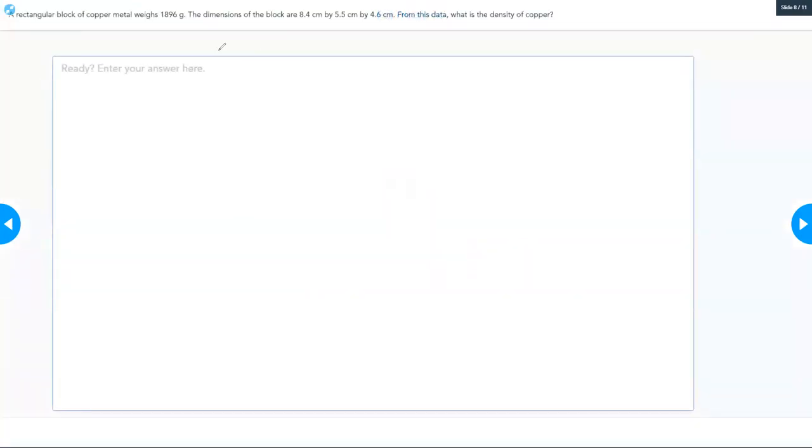So again, the first thing we're going to do is look to see what the question is asking. If you go to the very end, you see the question mark, go back and it says, what is the density of copper? So we know we're going to be looking for density again. I know this seems redundant, but always draw your triangle. It keeps you in your place and it helps you know what you're doing.